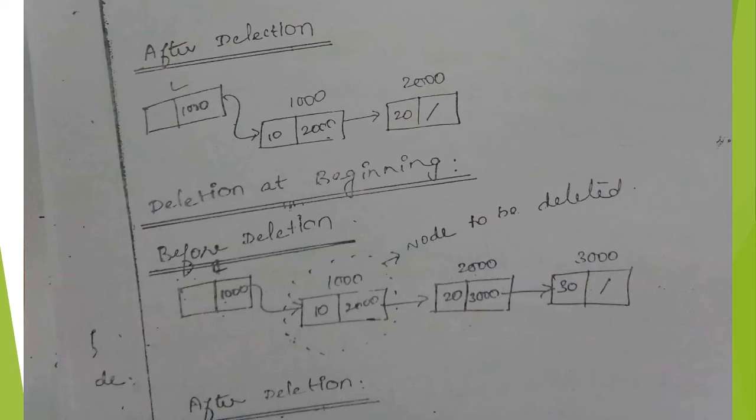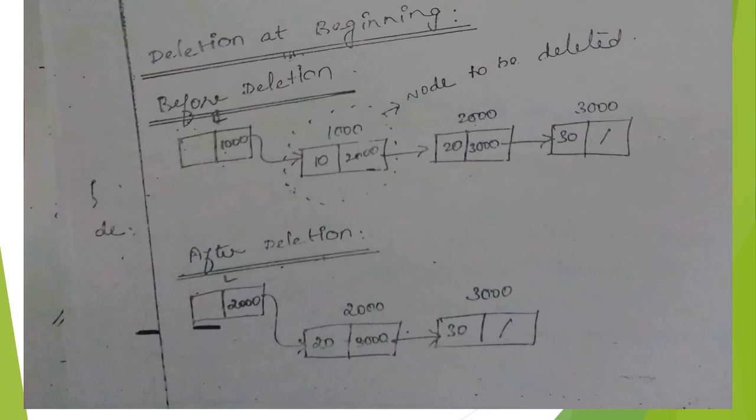It contains the value 1000, which is the address of the first node with value 10 and address 1000. Now if we delete it, this header node's next will be connected to the second node of the list by assigning the address 2000 into the next value of the header node.